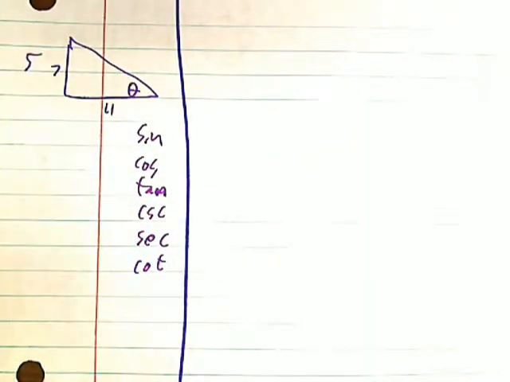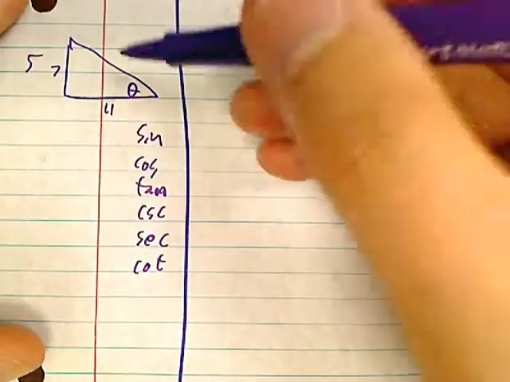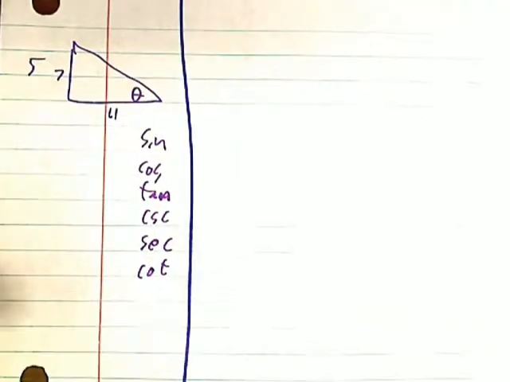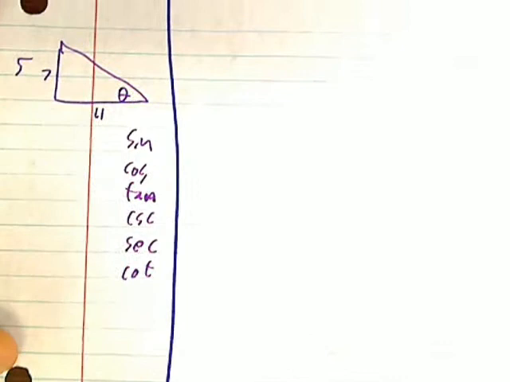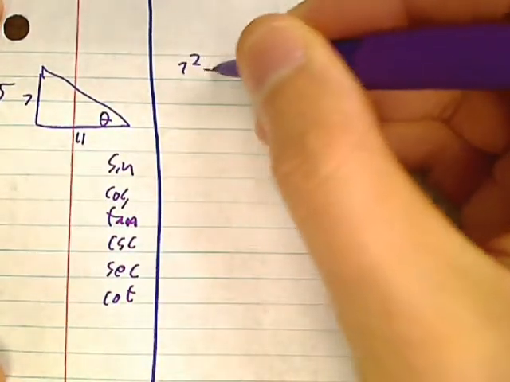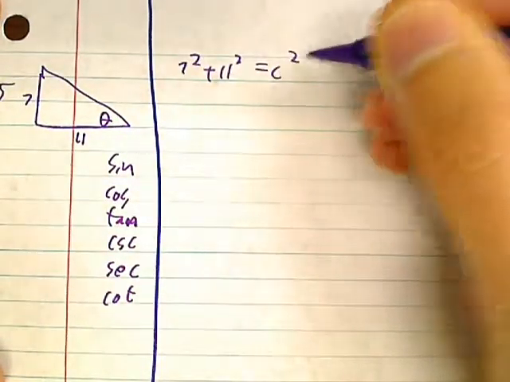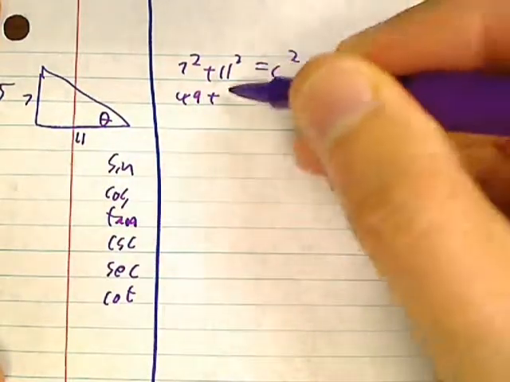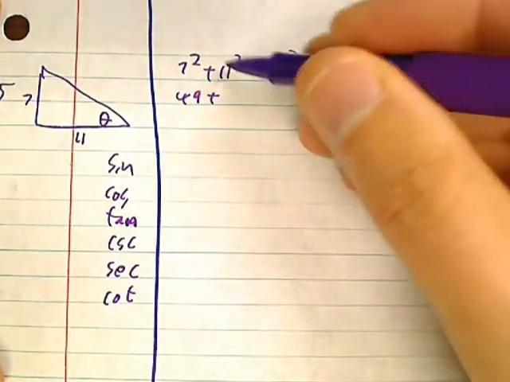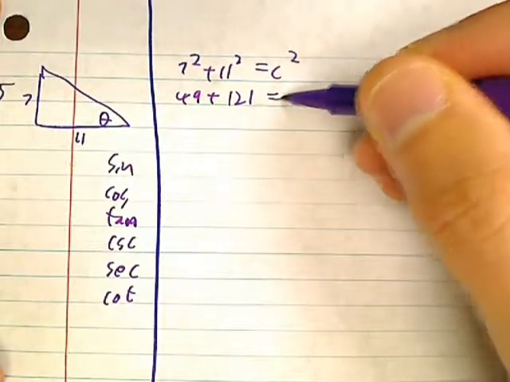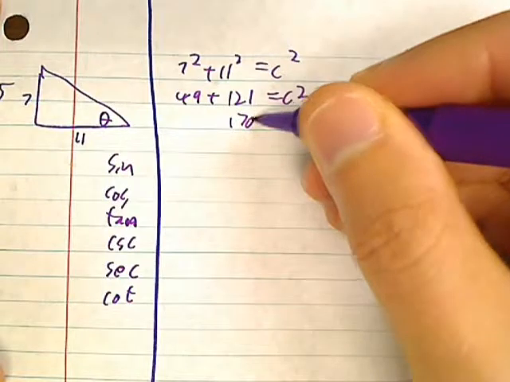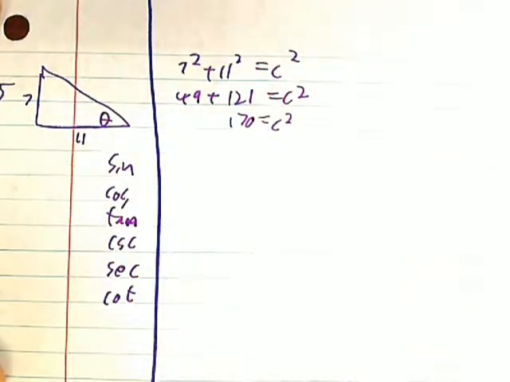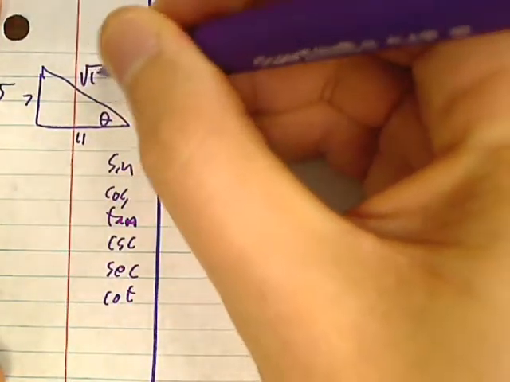But the first thing I have to do, I don't have all 3 sides there, right? So I need to use the Pythagorean theorem on this triangle up here to tell me that third side, and then I can answer it. Go ahead and pause and try it out. Okay, the first thing we need to do, 7 squared plus 11 squared equals c squared. 49 plus 121 equals c squared. That'll be 170. So c will be the square root of 170.